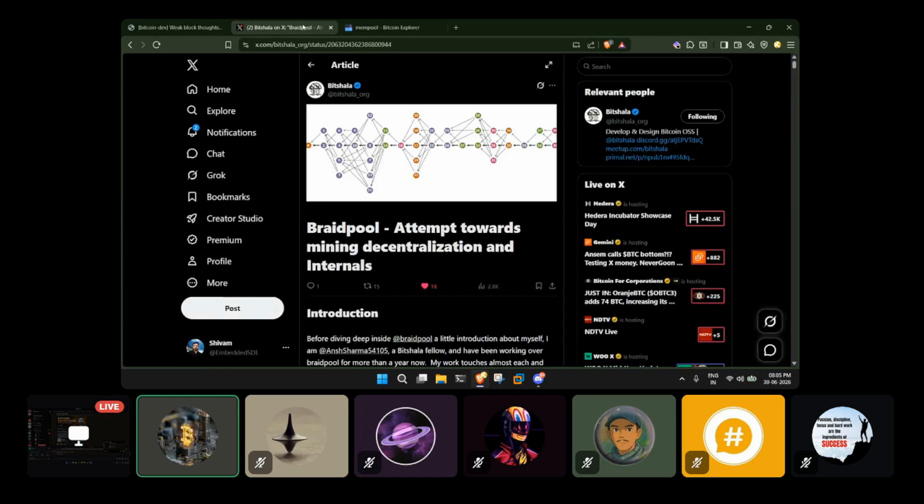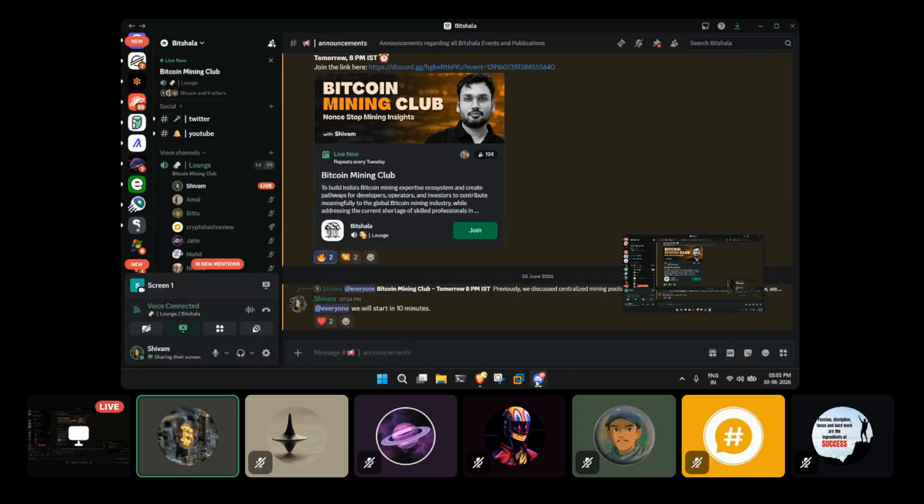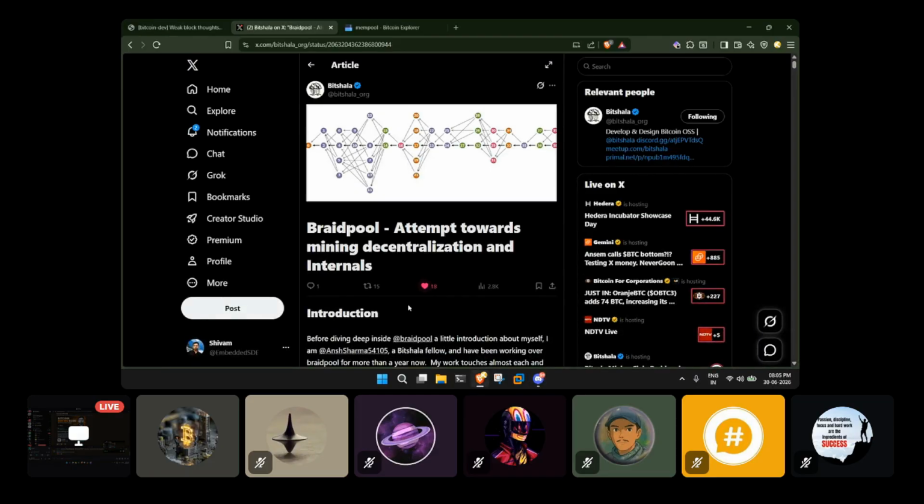You might have read this Bitshala article on Braidpool, which talks about mining decentralization and how it works in a peer-to-peer manner. Before going through this article, we will see the basics first, because a few of you have pinged me earlier regarding wanting to know more about Braidpool. So let us discuss this at the start.